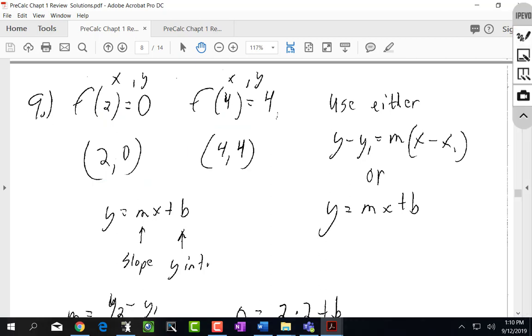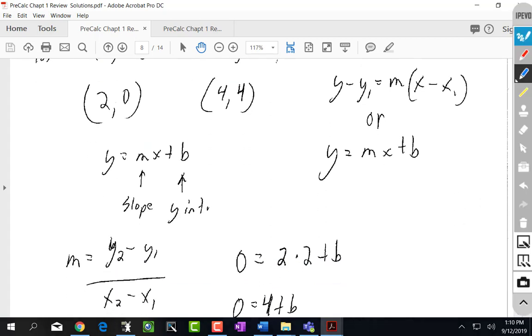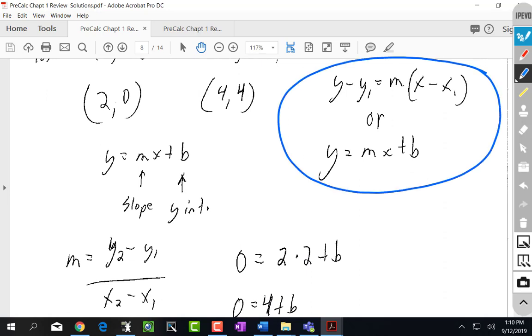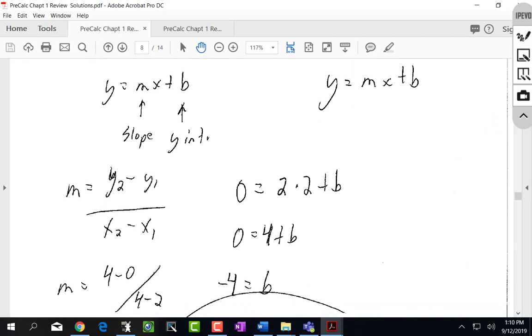The very first thing I need to do is remember that I can use either one of those linear equations to write my linear function. I can use y minus y sub 1 equals m times x minus x sub 1, or I can use y equals mx plus b. So let's see which one. First I need to find my slope.